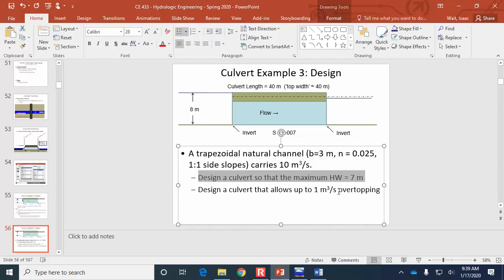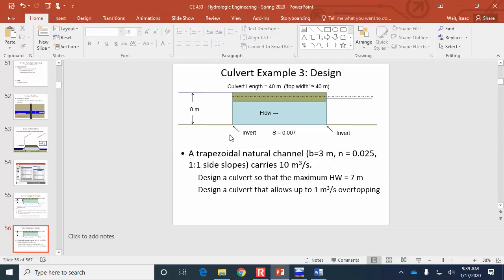Part A is to design a culvert so there's no overtopping. Part B is we can have 1 of the 10 cubic meters per second go overtopping. No elevations are given, so you will have to assume one and calculate the other.